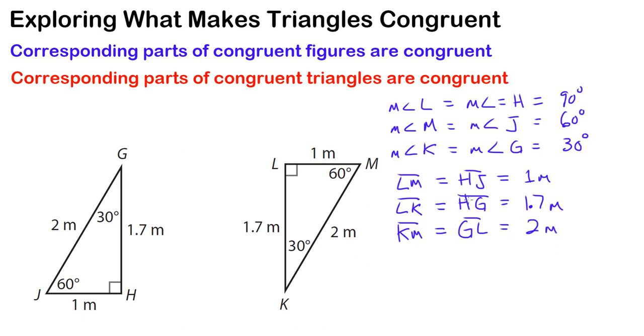So we have shown that all corresponding sides of these two triangles are congruent to each other, and all corresponding angles of these two triangles are congruent to each other. So now we know that these two triangles are congruent. So we can state that triangle GHJ is congruent to triangle KLM.